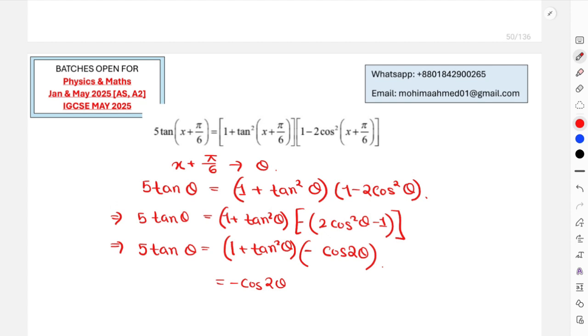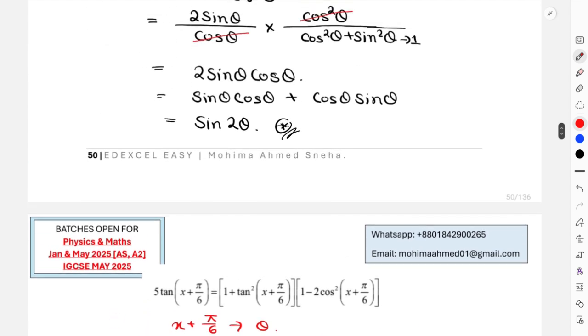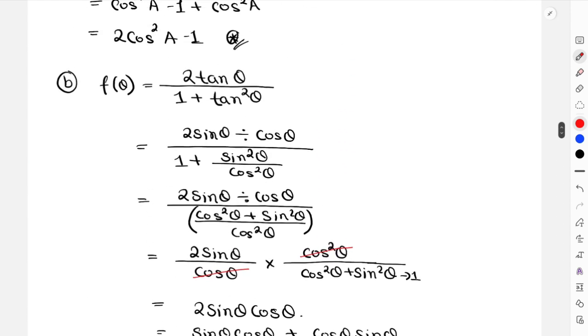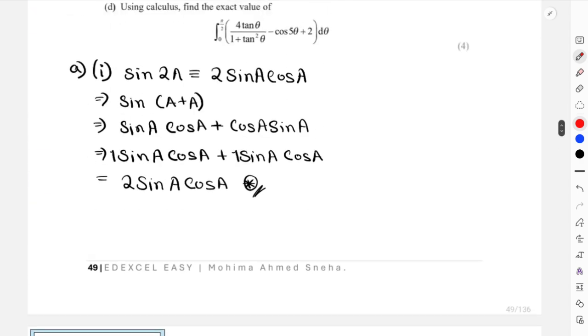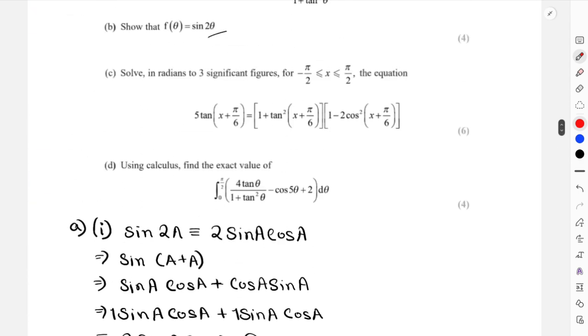I'm considering 5x plus pi by 6 as a whole theta. So, 5 tan theta... there's no way this is similar to the previous maths. I'm trying to connect it with the other sections we did for part A1 and then B1, but we cannot connect it anyhow over here. One minute, let me just go back again.